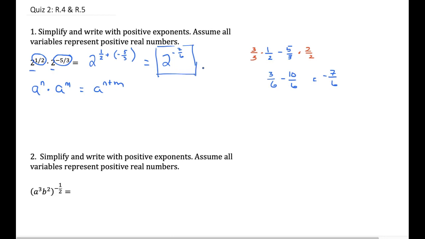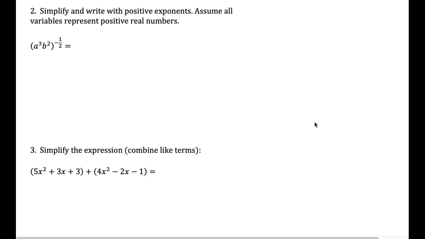And if you don't remember how to do exponent rules, there's lots of places to look exponent rules up online, and Khan Academy also has some great videos on that. Okay, number 2 also says simplify and write with positive exponents. So this is just another exponent rule problem.